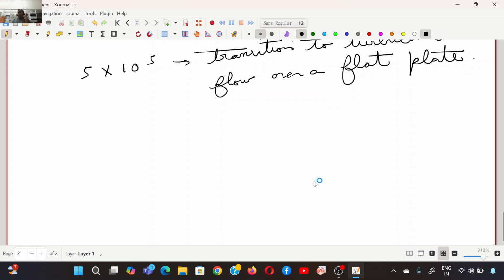So at some point, the transition happens from laminar to turbulent. Till some distance in the plate, it is laminar flow, and beyond that, it is turbulent flow. So appropriate correlations have to be used to find the Nusselt number, and from that the heat transfer coefficient. Because laminar flow will have a particular kind of correlation, and turbulent flow will have another kind of correlation.